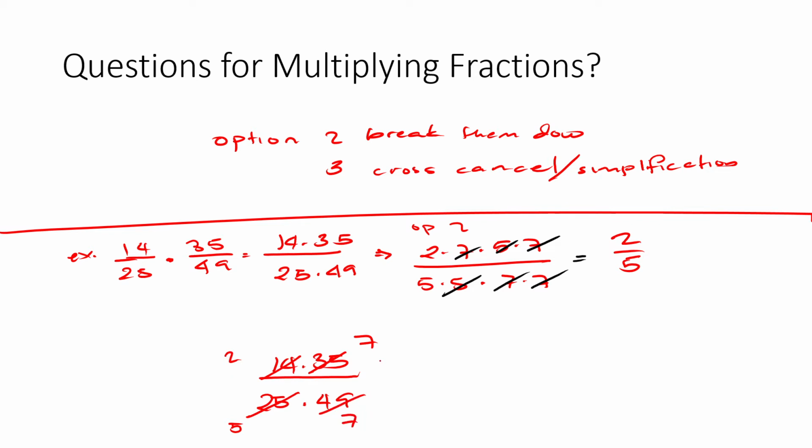Now can we still simplify things? Yes, we can still simplify 7 and 7. You can divide those two numbers by 7. So 7 divided by 7 is 1, and 7 divided by 7 is 1. So just multiply the remaining numbers. 2 times 1 is 2, and 5 times 1 is 5. So your final answer is 2 over 5.